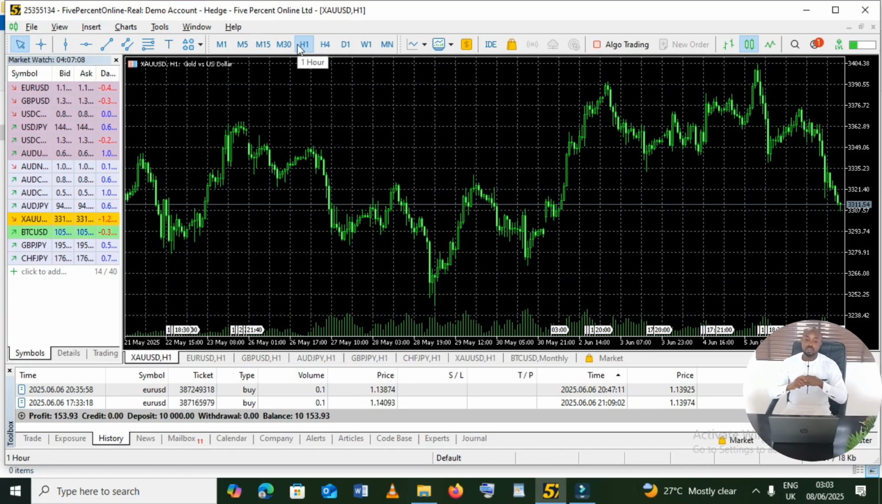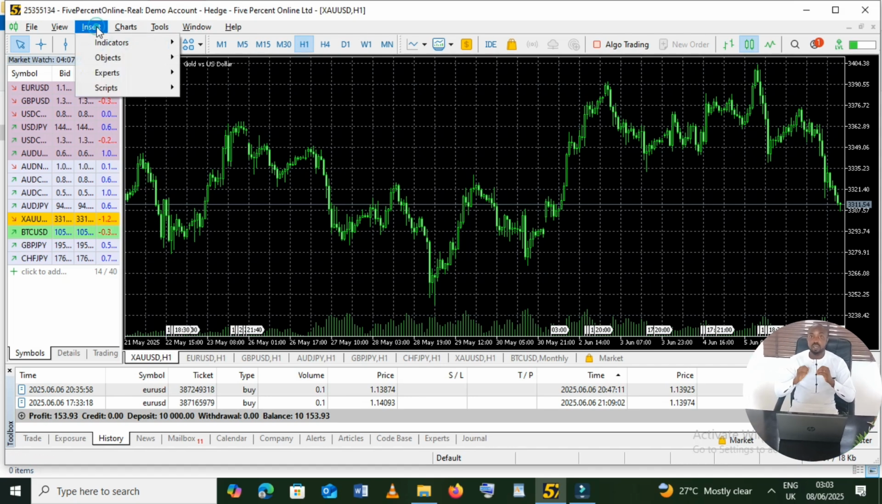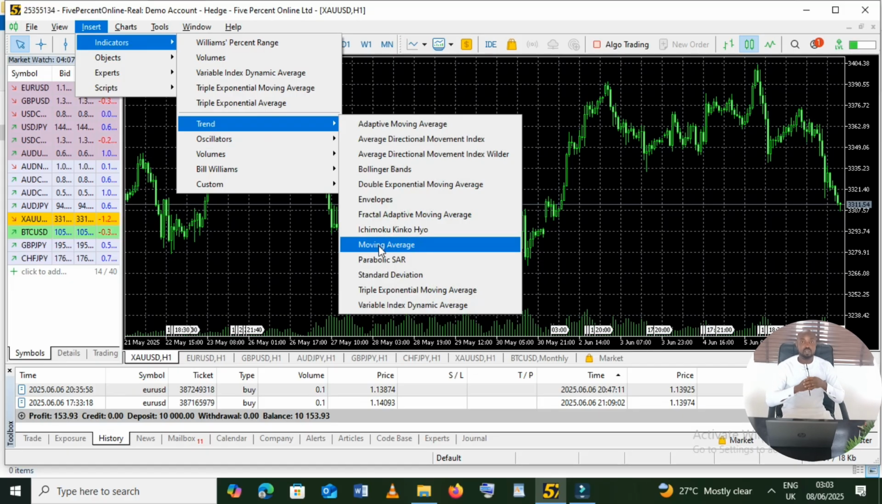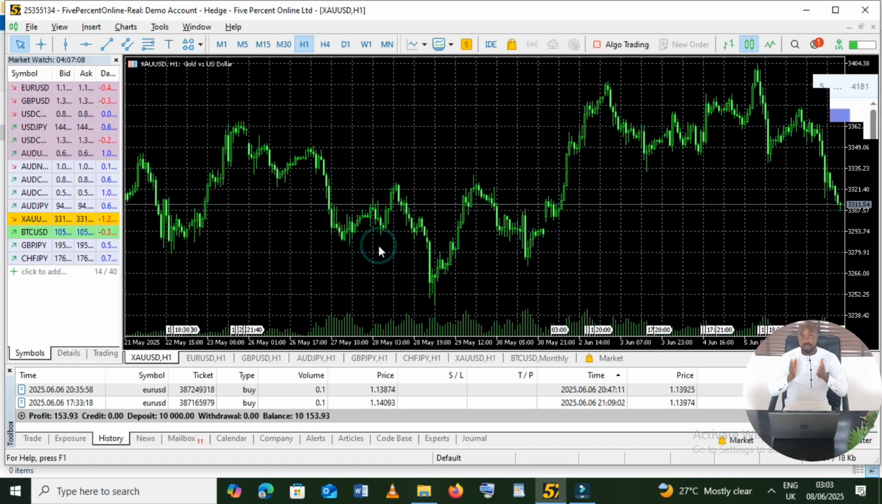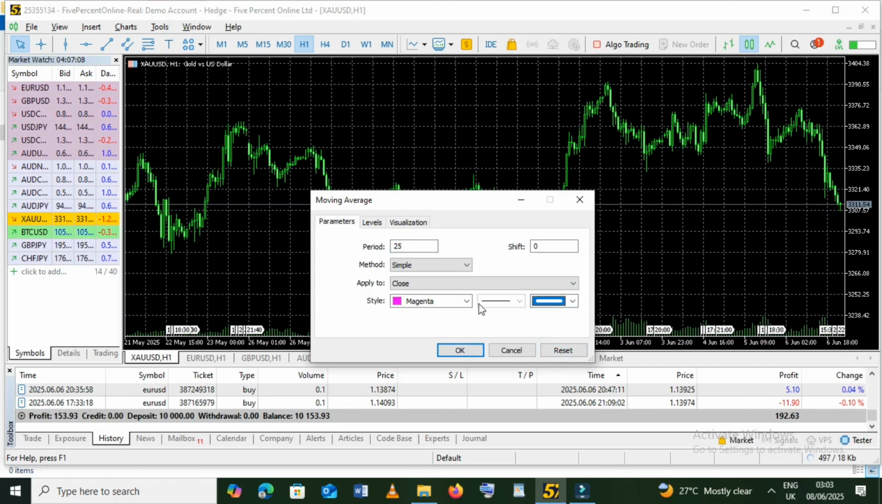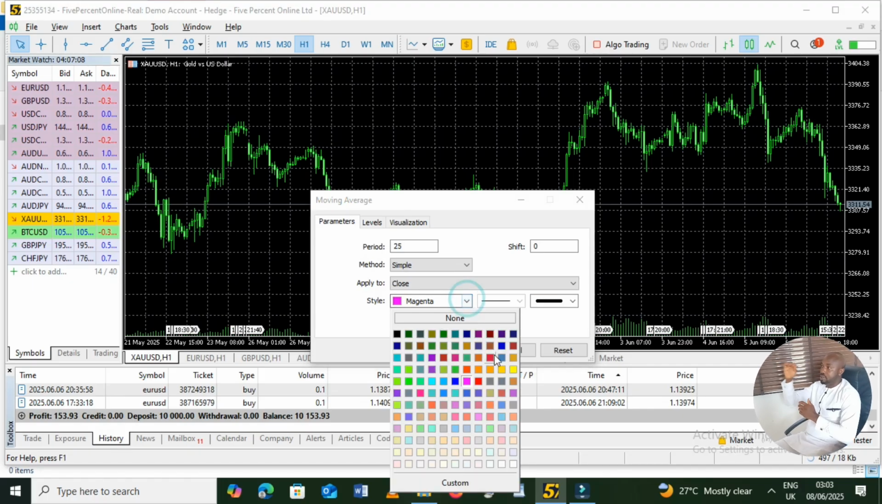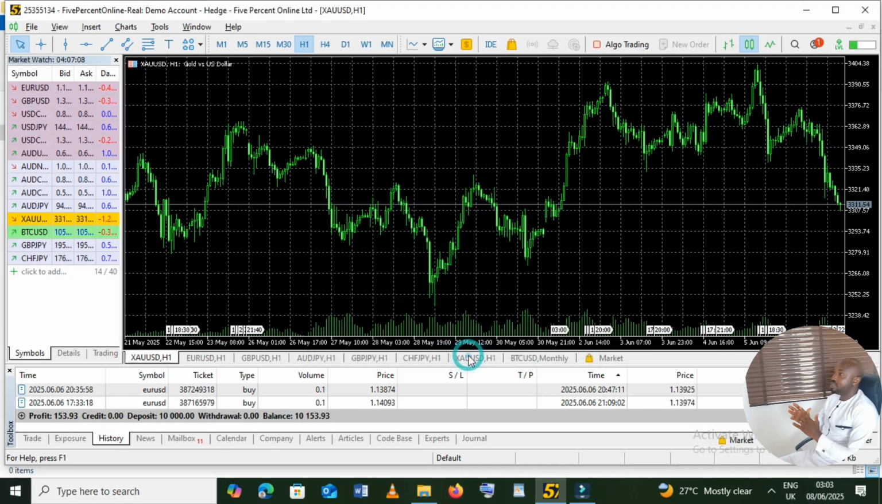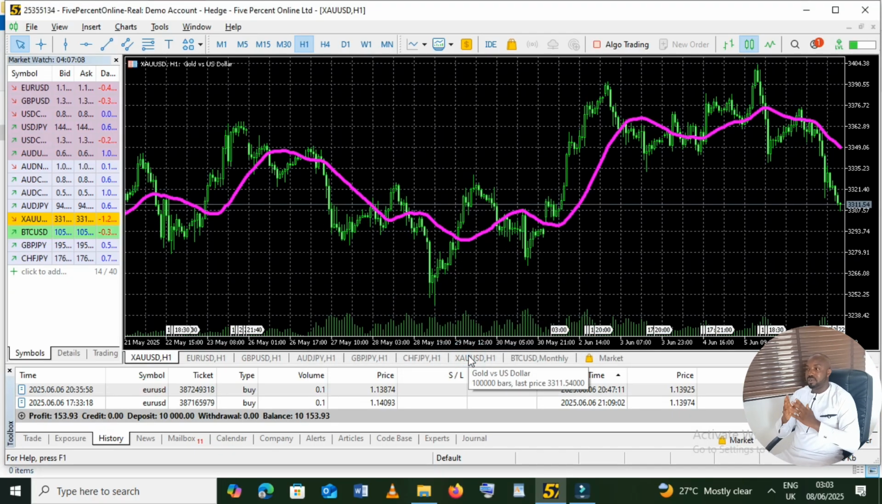So how do you place an indicator, or even if you know how to place an indicator, let's click on insert, click on indicators. Now we'll go to trend, go to moving average. Click on moving average. Then we can choose this tick bar. Then let's choose the color, set the color to magenta and click. We are using a 25 period moving average. Let's click OK.